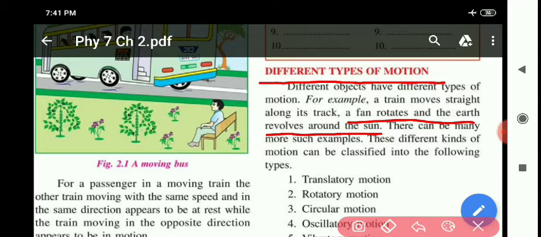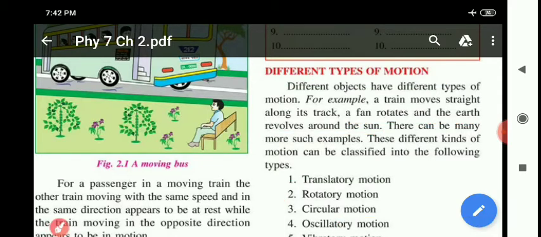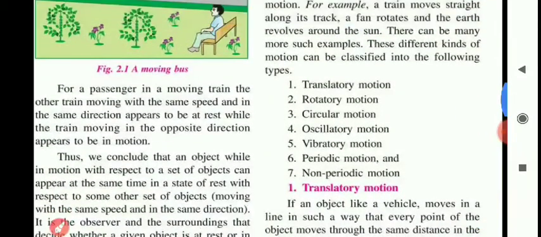Types of motion. Motion can be of different types. Each and every object has its own type of motion, and this motion is classified into different types, and that we have to study. Number 1 is translatory motion. Number 2, rotatory motion. Number 3, circular motion. Number 4, oscillatory motion. Number 5, vibratory motion. Number 6, periodic motion. And number 7, non-periodic motion. Now, we will discuss all these kinds of motion in detail.